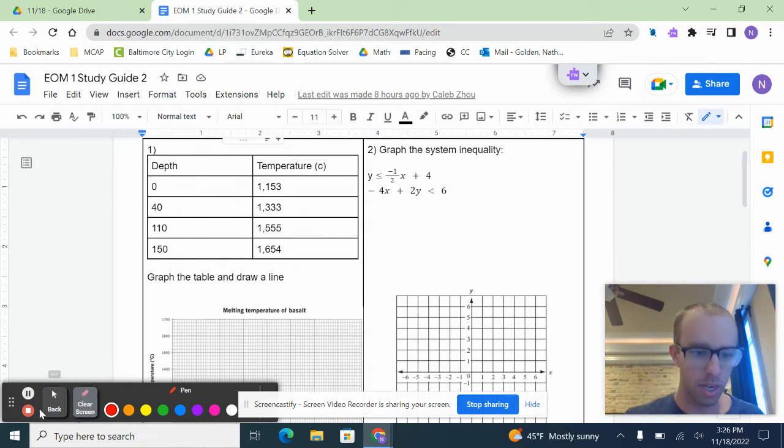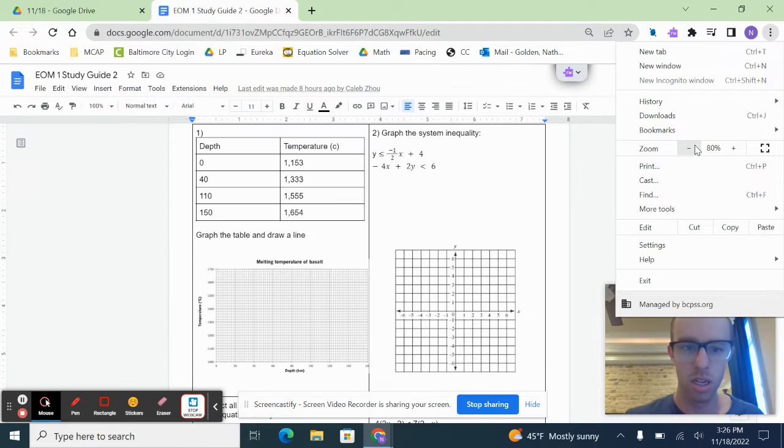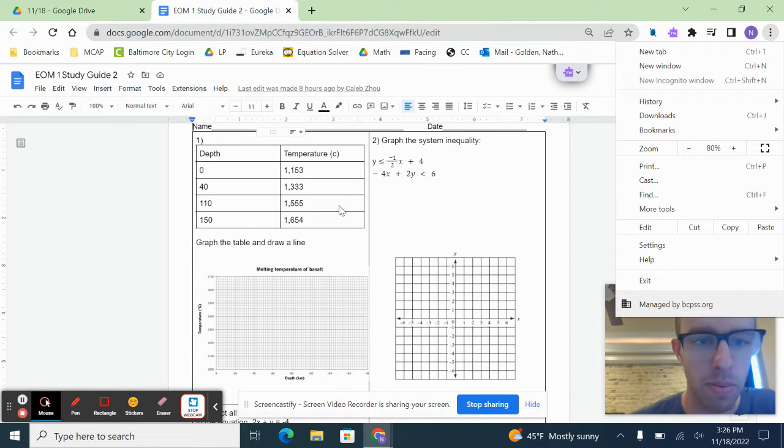I'm going to need to zoom out here to start number one. There we go. So number one, it says graph the table and draw a line. We have a table here, and we want to turn it into a graph.